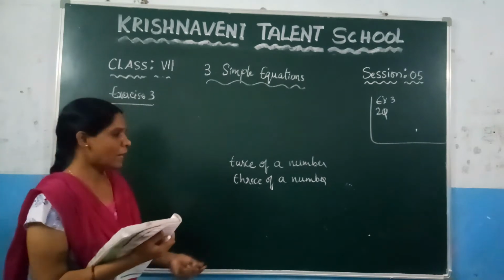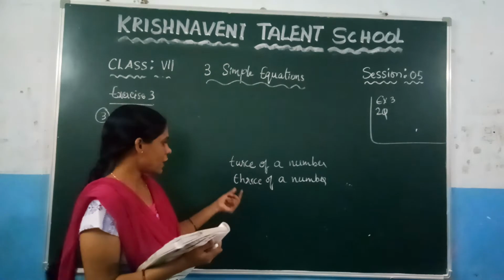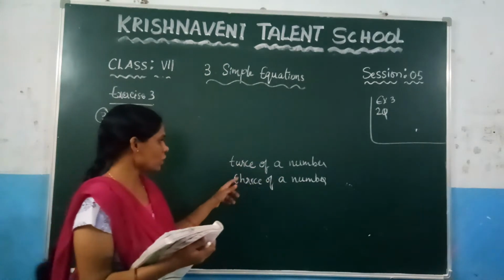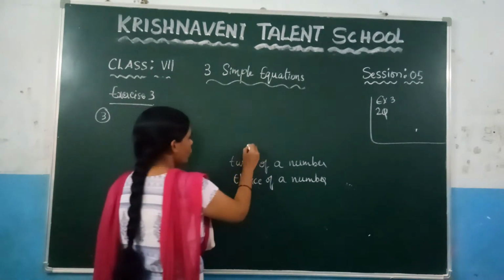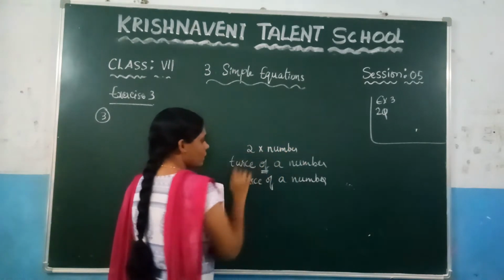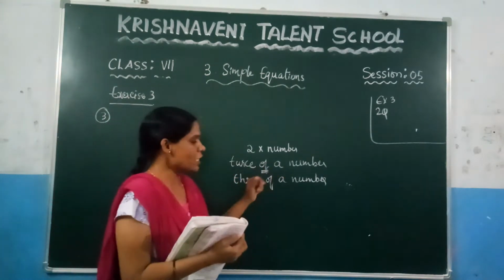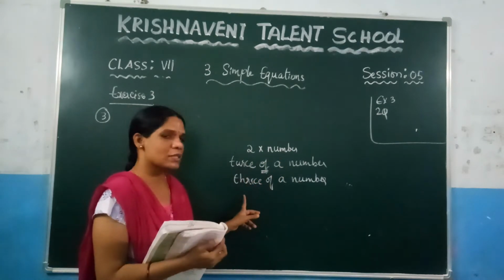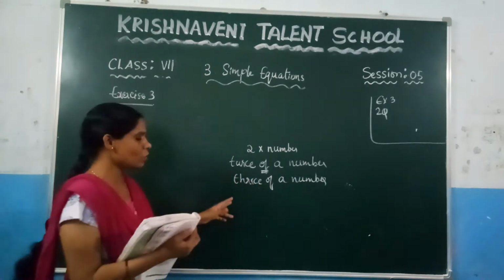You know that in mathematics, of is nothing but multiplication, twice is nothing but 2 times, thrice is nothing but 3 times. So 2 times of a number is nothing but 2 into the number. What is the meaning of of? Of is nothing but multiplication. So twice of a number is nothing but 2 into the number, and thrice of a number is nothing but 3 into the number that is given, which you have to multiply.